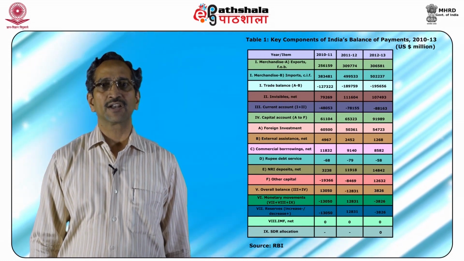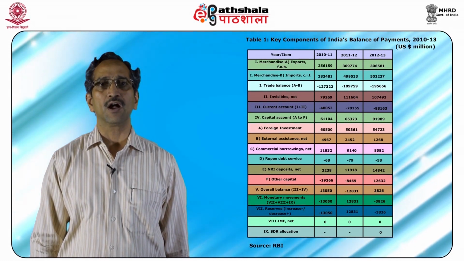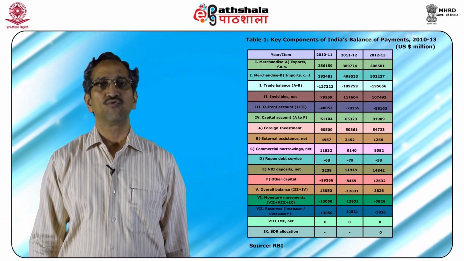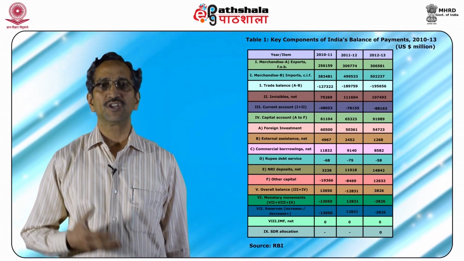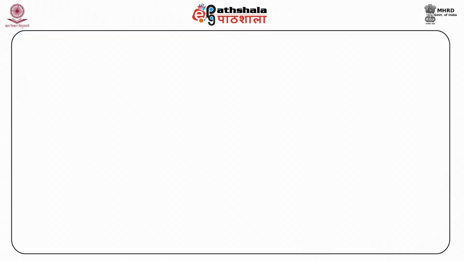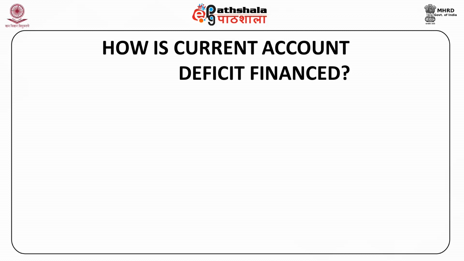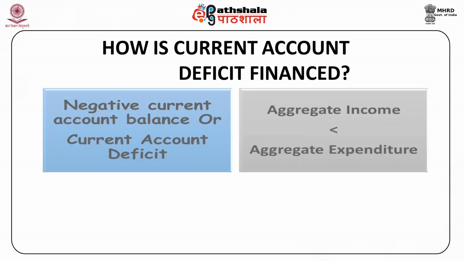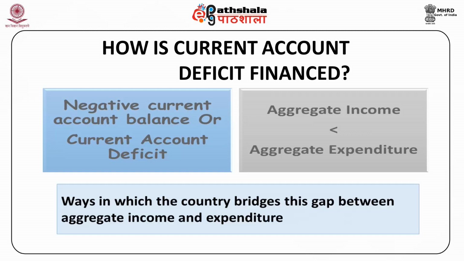Now that we have understood the working of the balance of payments account, let us know the options available for a country to finance its current account deficit, which is our item 3 in the table. Another question that we need to ask is, how is current account deficit financed? We have seen that a country has a negative current account balance or current account deficit when its aggregate income is less than its aggregate expenditure. The problem of financing the current account deficit essentially refers to the ways in which the country bridges this gap between aggregate income and expenditure.